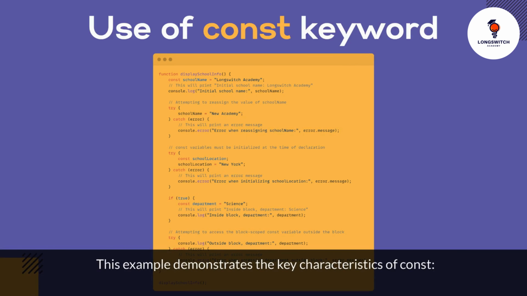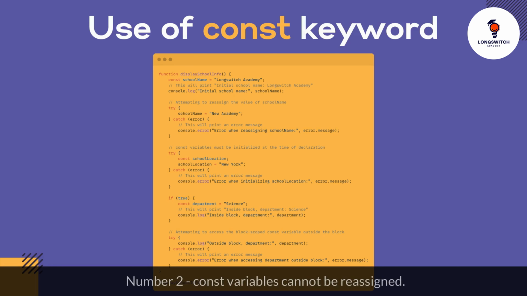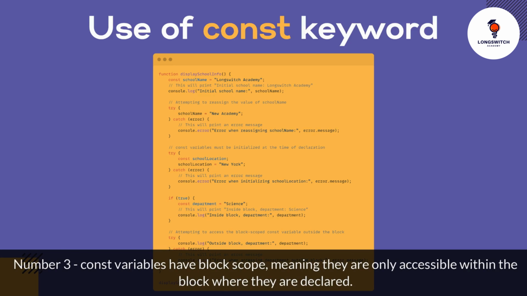This example demonstrates the key characteristics of const. Number 1. Const variables must be initialized at the time of declaration. Number 2. Const variables cannot be reassigned. Number 3. Const variables have block scope, meaning they are only accessible within the block where they are declared.